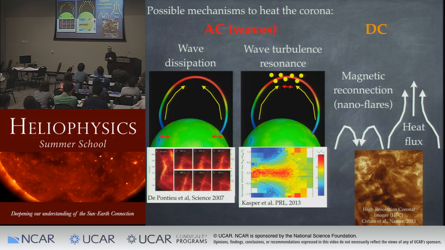And I think the way to see it is that, following my statement from the beginning, the corona is so complicated that most likely all these things operate at the same time together. And maybe there are some regions where one mechanism dominates the other, but it seems like all mechanisms occur. So again, it's a complicated problem.